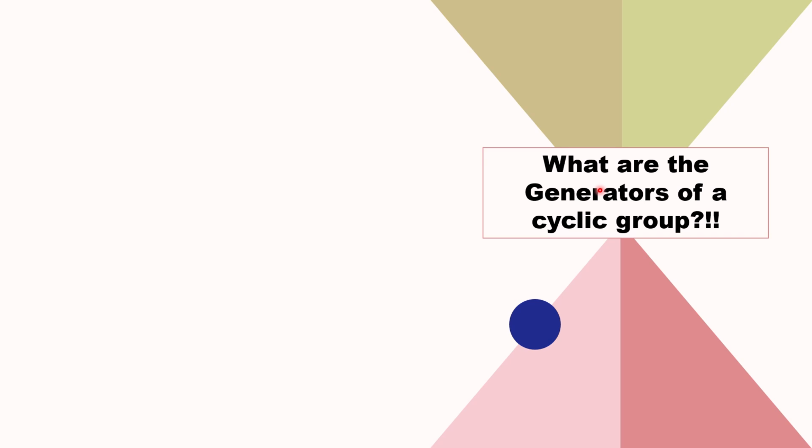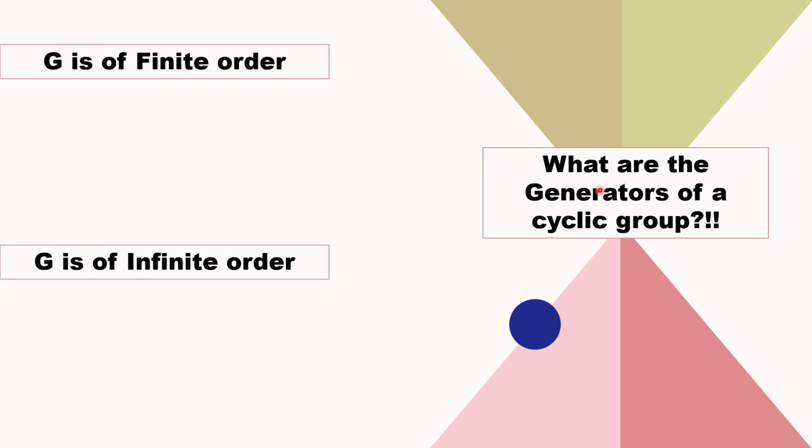Now, the question is how do we find the generators of the cyclic group? We are doing that with the help of two parts. The first part is that the cyclic group has a finite order. That is, we have a particular number of elements inside the group, and we know the order of that group. Second is that it's of an infinite order. That is, we do not know the exact number of elements. It's infinite. It continues, right?